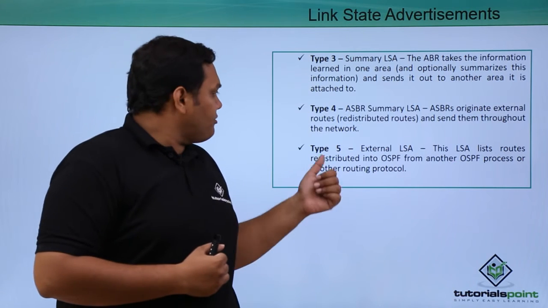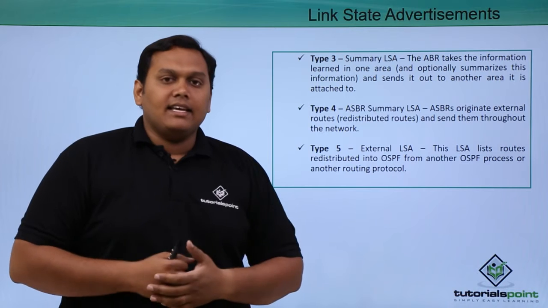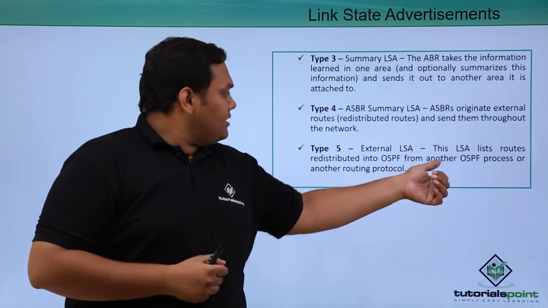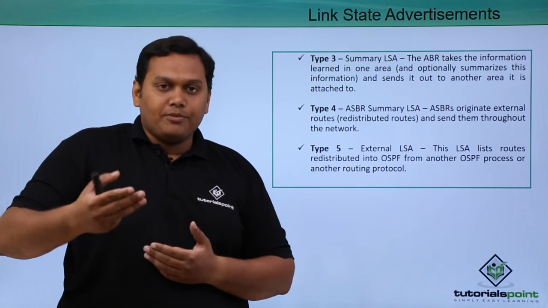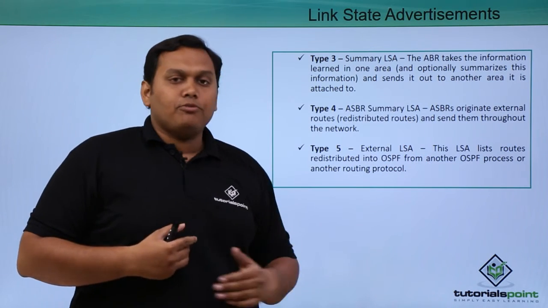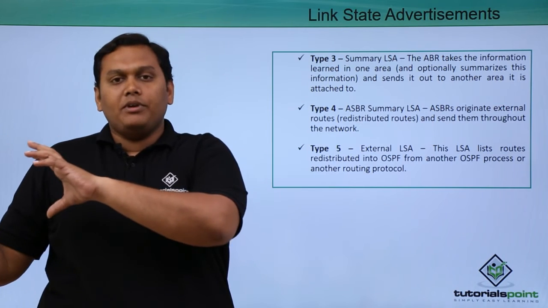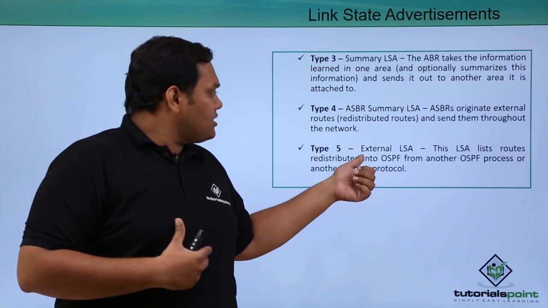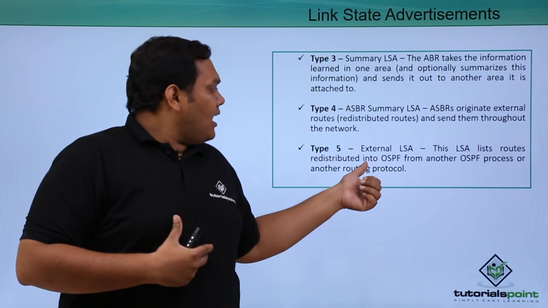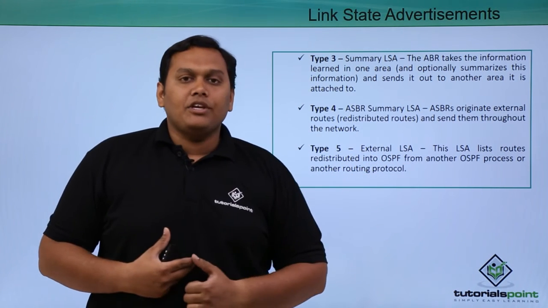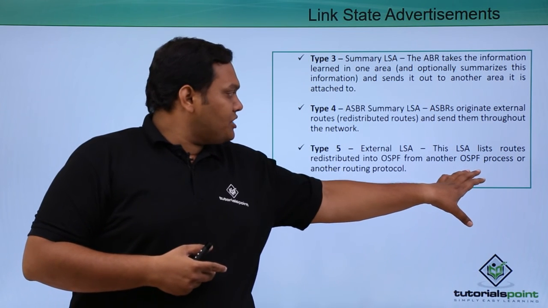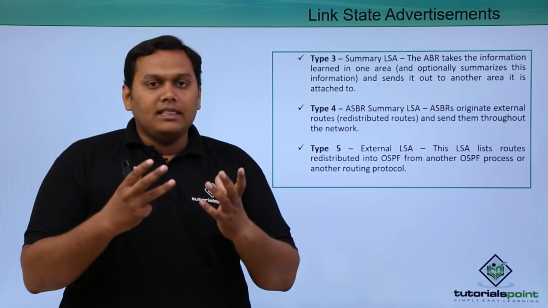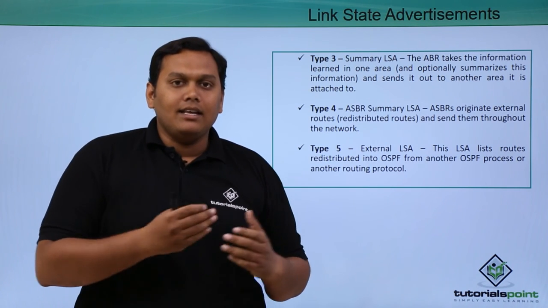In the same way, the fifth one is external LSA. The external LSA, or external link state advertisement, lists routes redistributed into OSPF from another OSPF process. That means one OSPF process will be redistributing the routes to another OSPF process, and this information is advertised by using external LSAs. This external LSA is very useful because it is a communication between one OSPF process and another OSPF process, and this is all about the link state advertisements and their types.